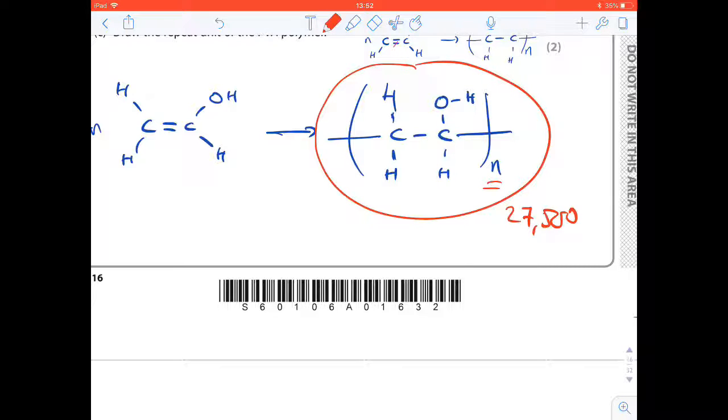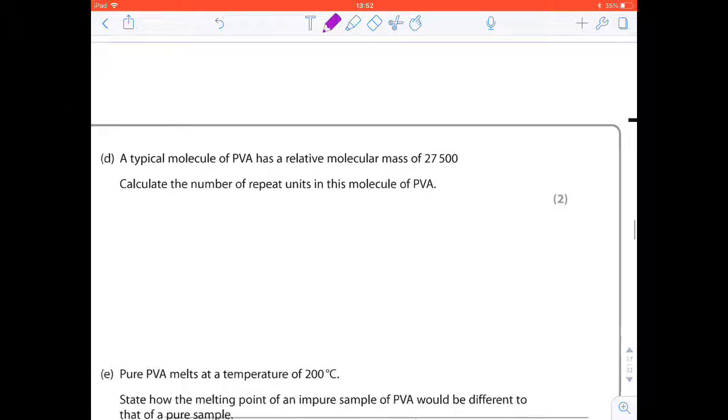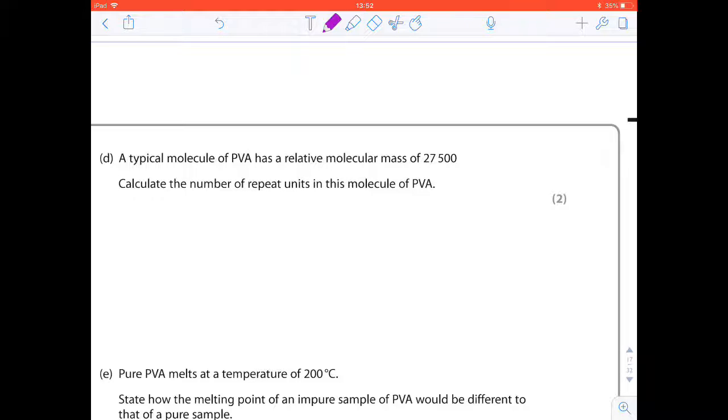In order to work out what n is, you need to know the formula mass of just a little bit in the middle. So in that purple box, what does that bit weigh? Well, you've got 2 carbons, 4 hydrogens, and an oxygen. So if you just add that up, you end up with 44. So n becomes 27,500 divided by 44, which is 625.